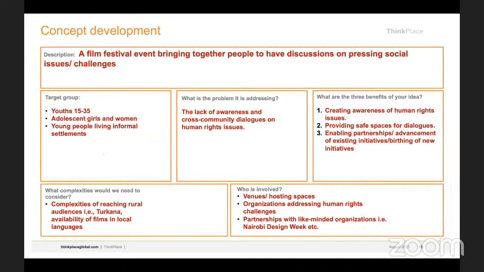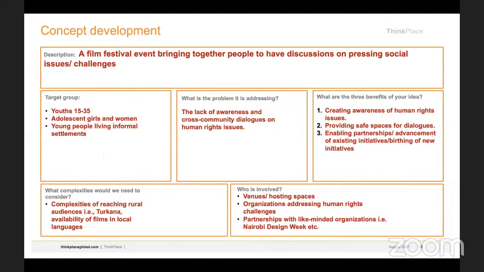What problem am I addressing? I'm looking at the lack of awareness and cross-community dialogues, or people coming together to talk about social issues. That's the problem I actually want to solve. And we're solving that through the idea of bringing people together and using films as a tool to watch and talk about some of these social issues.